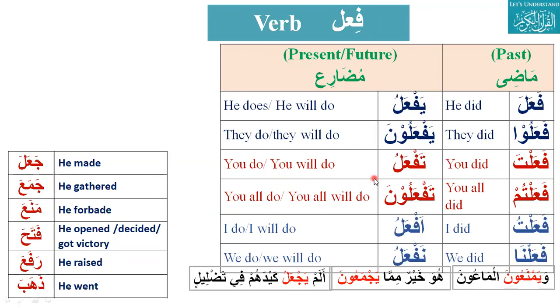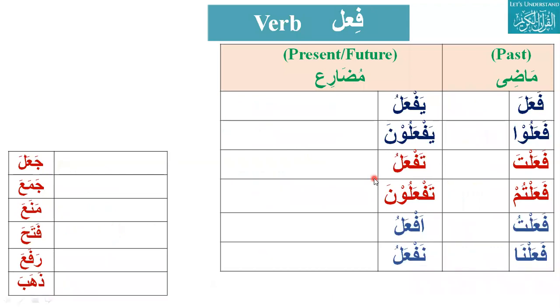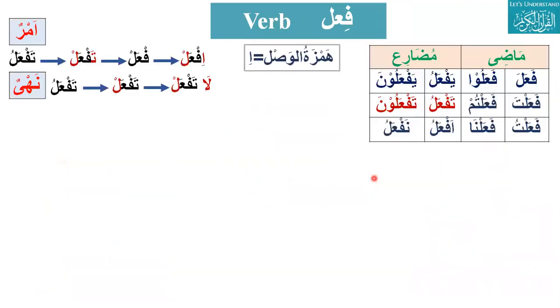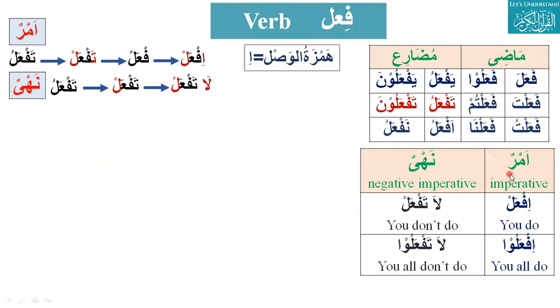So we are just going to build up on this. Today we have to just add amr, nahi, and fa'il maf'ul, inshallah. Amr, order. If you are giving order to someone, imperative, and nahi, negative imperative. So amr and nahi. If you order somebody, it will be if'al. Basically, this is from mudare yaf'alu.